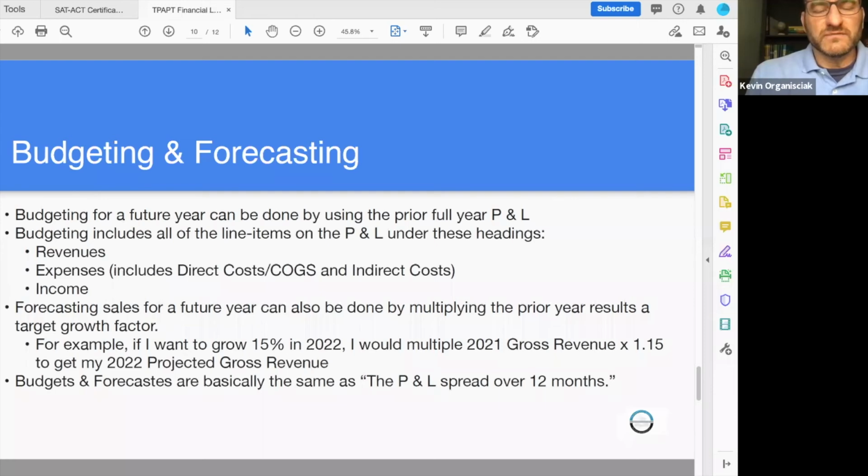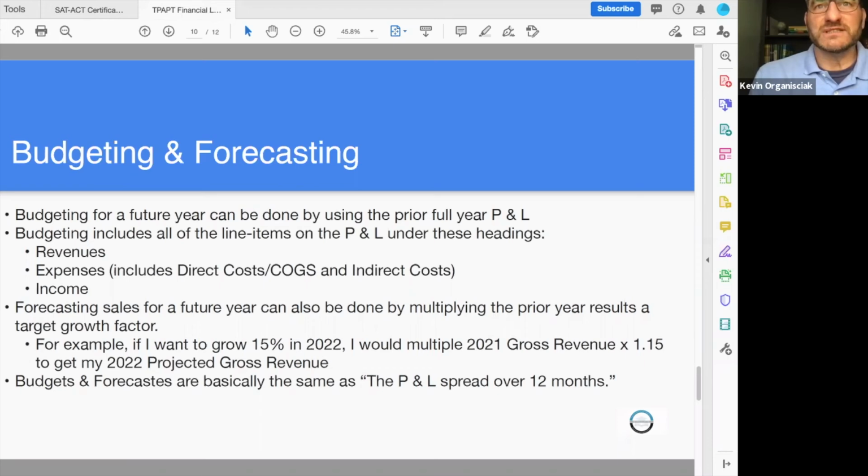So using the P&L is helpful to create a foundation for budgeting. Ideally, you want to budget for the coming year before you're done with the current year. Starting anytime from like June forward, if your fiscal year is, let's say, a normal calendar year, January through December, you want to start budgeting or forecasting for that next year. It's easier to do later in the year because you'll have more data available to you.